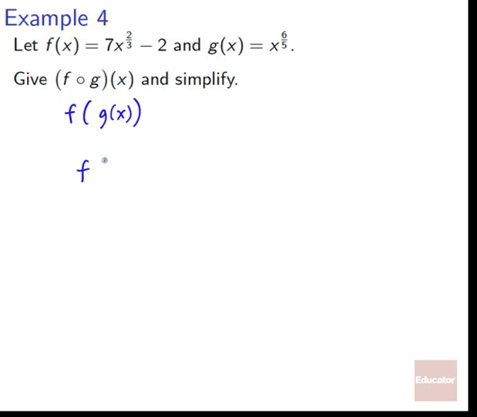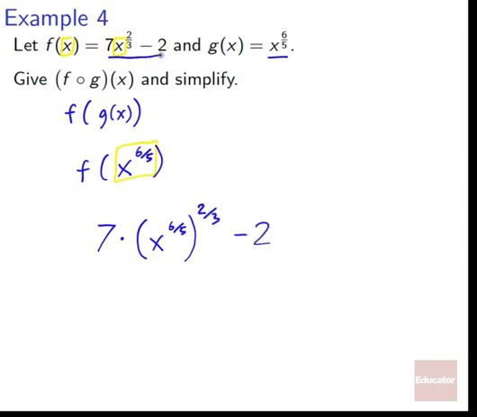So what is g of x? g of x is x to the 6/5. So f of x to the 6/5. Now it's not about the x, it's about where the box of input goes into our formula for that function. So f of box equals 7 box to the 2/3 minus 2. In this case, our box is x to the 6/5. So we've got 7 times box, x to the 6/5, and then that box raised to the 2/3 minus 2, because that's what our whole function said before.